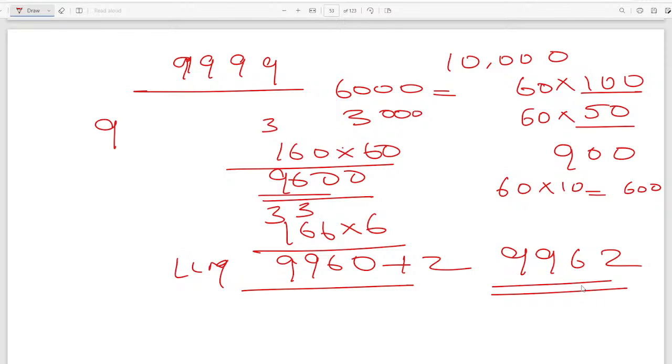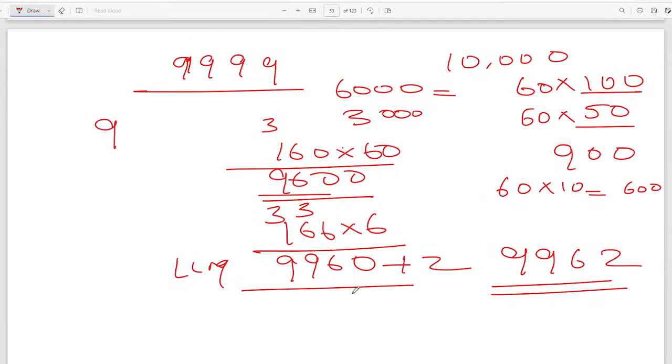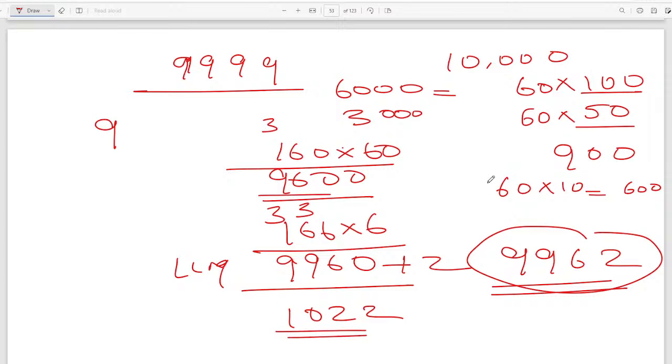So you have to find the multiple which is closest to 10,000, and then just reduce it. Then you would find the largest number. So the largest number is 9,962, and the smallest number is 1,022. I hope this is clear. If you have any doubts, please ask. If it's clear, I'll move to the next question.